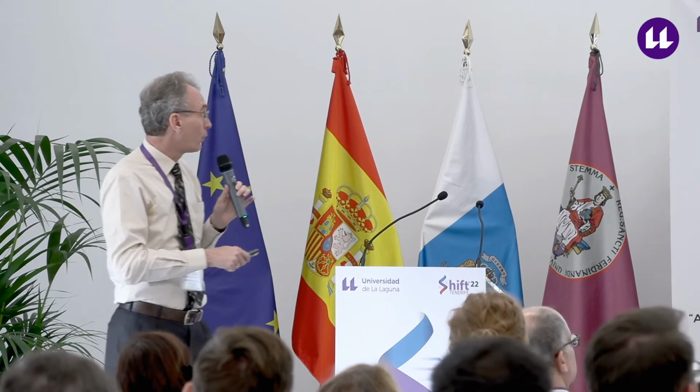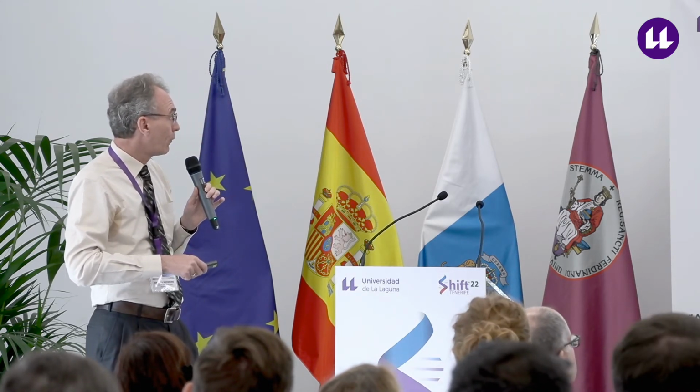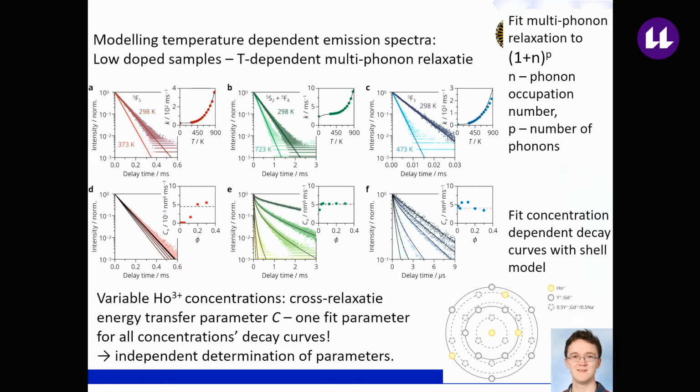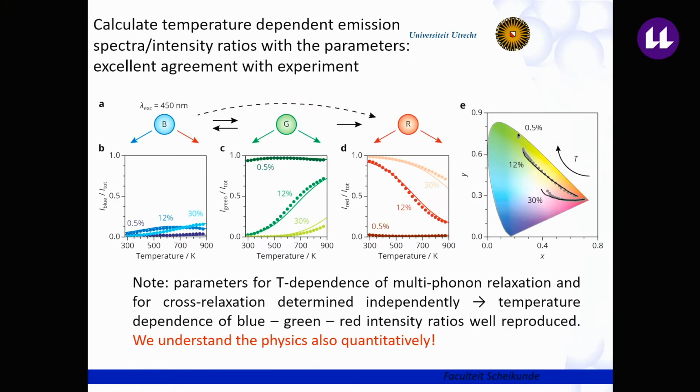So now we have two parameters for the multiphonon relaxation, we understand for all the three levels, the cross-relaxation, and now we can calculate for any concentration, any temperature, what is the ratio between the green and the red emission. And that nicely follows. So the dots are what we measured, the lines are what we calculate for the 0.5%, the 12%, and 30%. It very nicely follows our model. And then you also can see the shift from red to green for the 12%, and for the 30%, where the cross-relaxation is faster, you have to go to higher temperatures to have that same type of shift. So we really understand the physics of this thermometer.